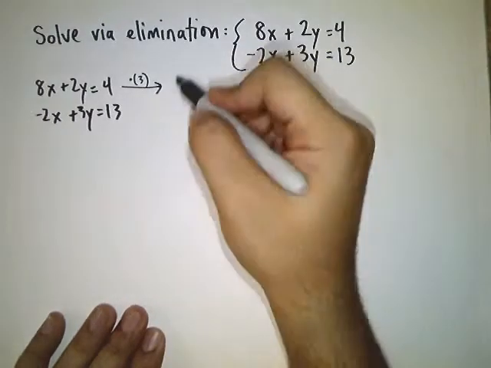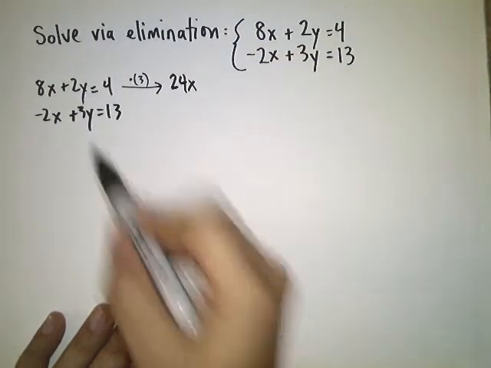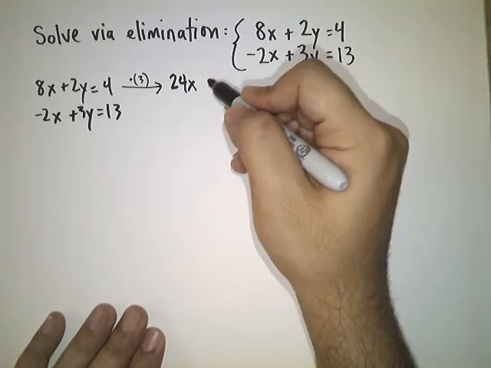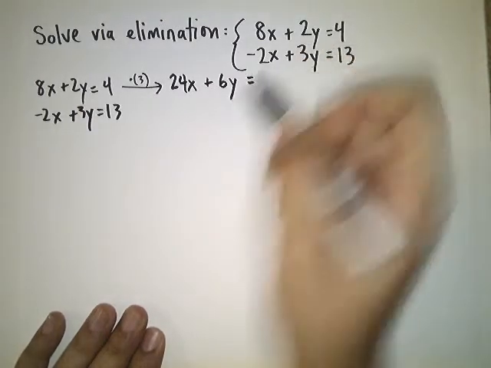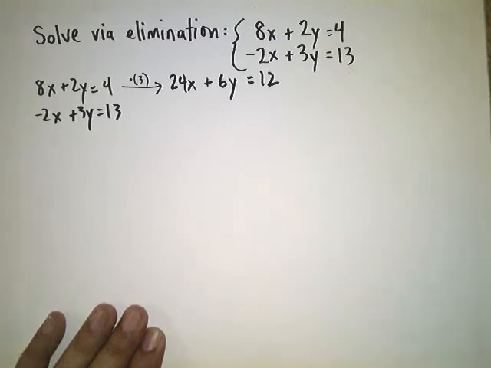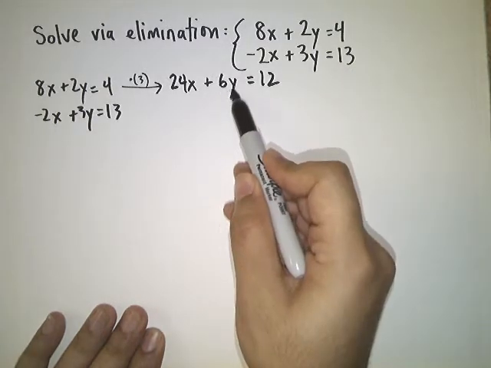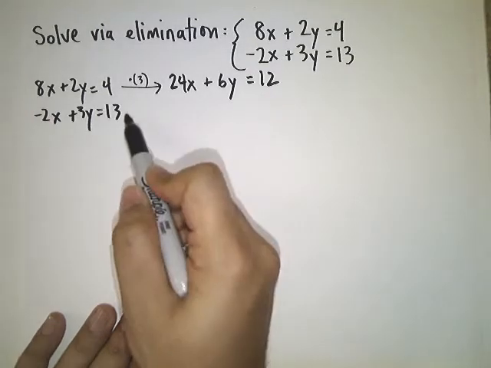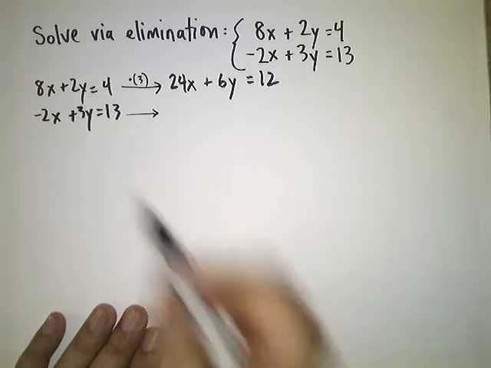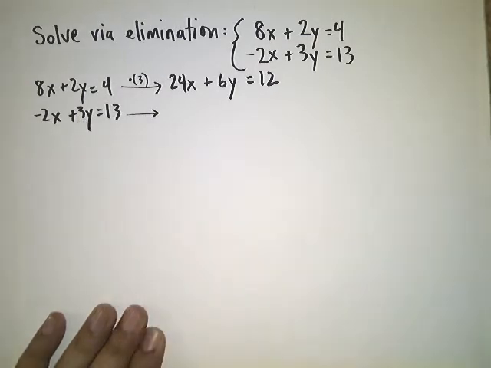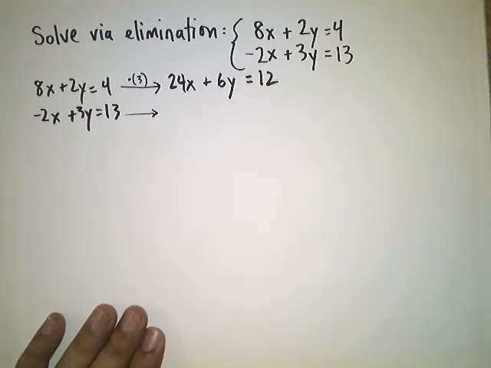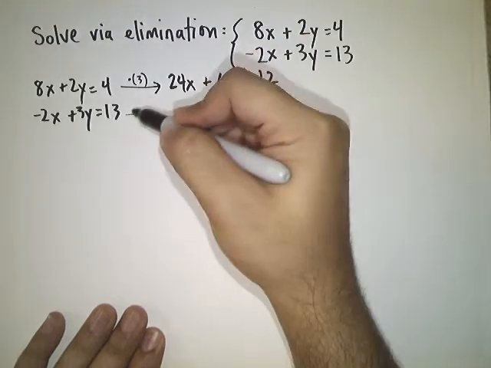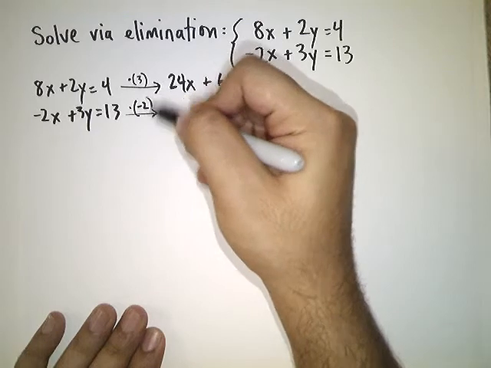8x times 3 is 24x. 2y times 3 is 6y. And 4 times 3 is 12. Okay, so now the coefficient of y here is 6. Let's see. What should I multiply this bottom equation by to make this coefficient of y equal to negative 6? Think about it for a second. We have 3y right now. What should we multiply it by to get it to become negative 6? Yep, the answer is negative 2.